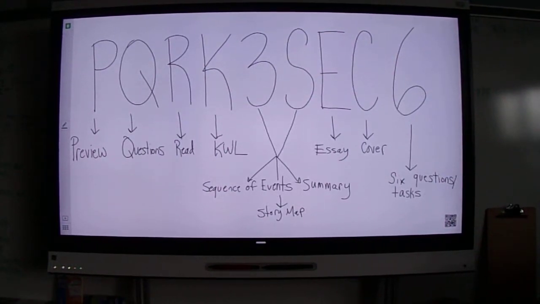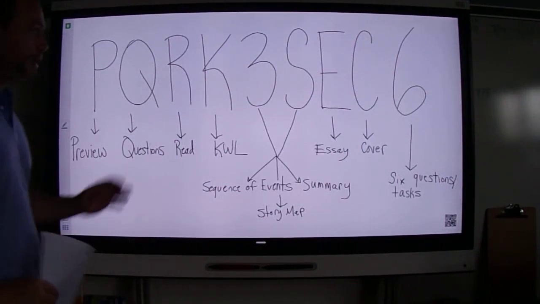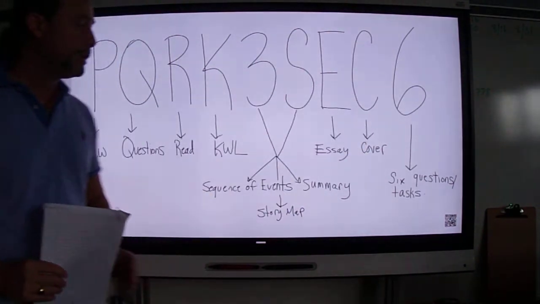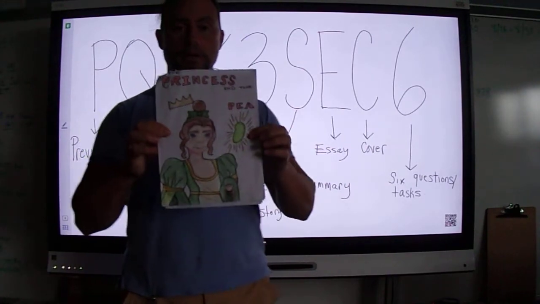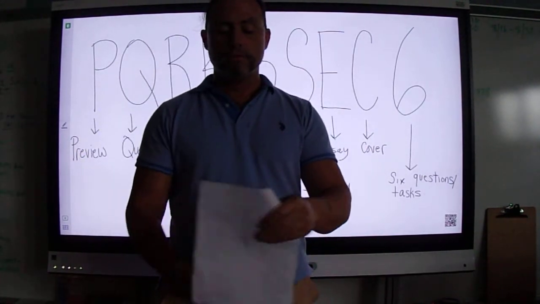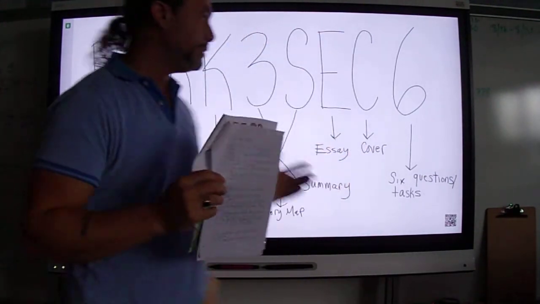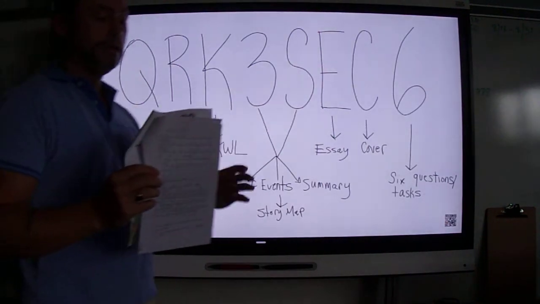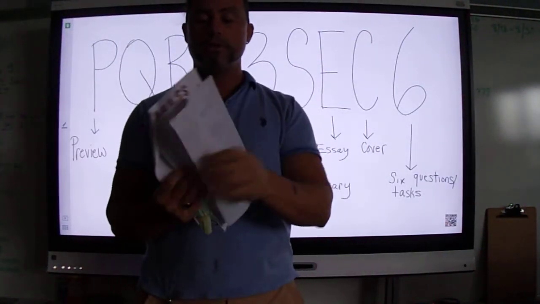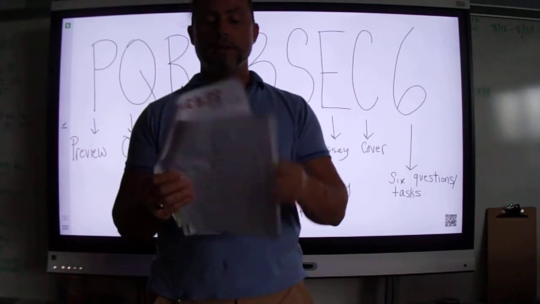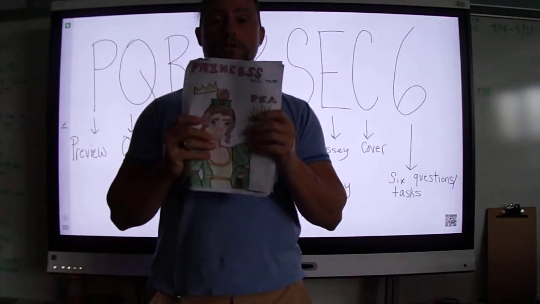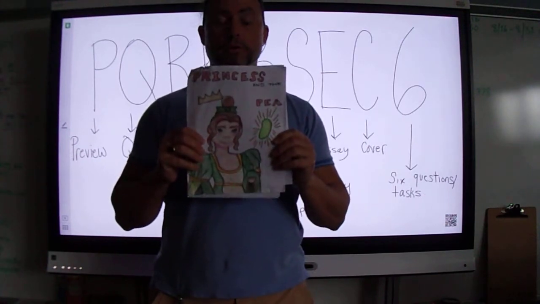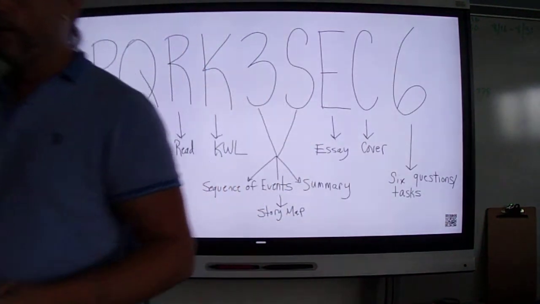So this video will explain the PQRK3SEC6 formula project. Finished product will look like this. Has a nice cover. On the inside you have the different components or parts of the formula. The pages are just stapled together or paper clipped together, and the cover is on the front. So here is your finished product. That's what we're looking for when the student completes this.